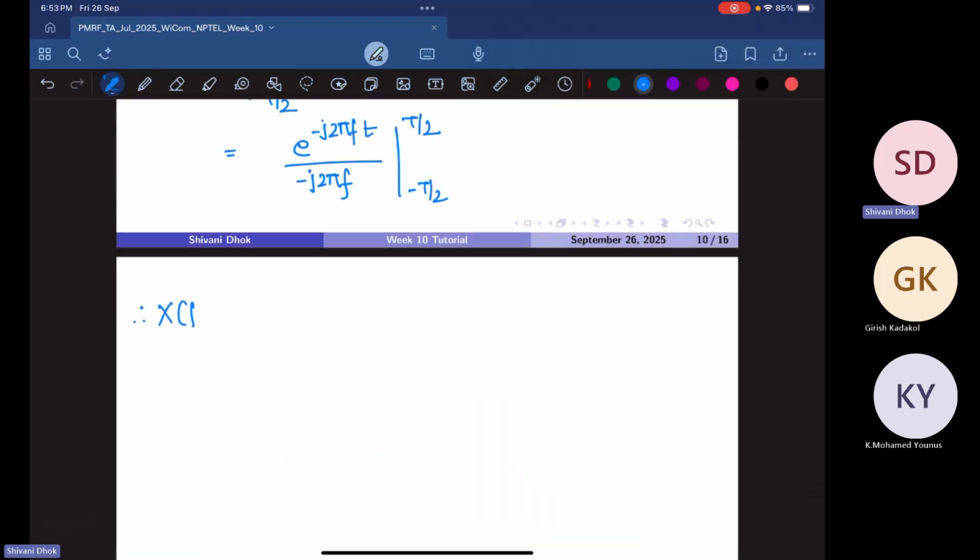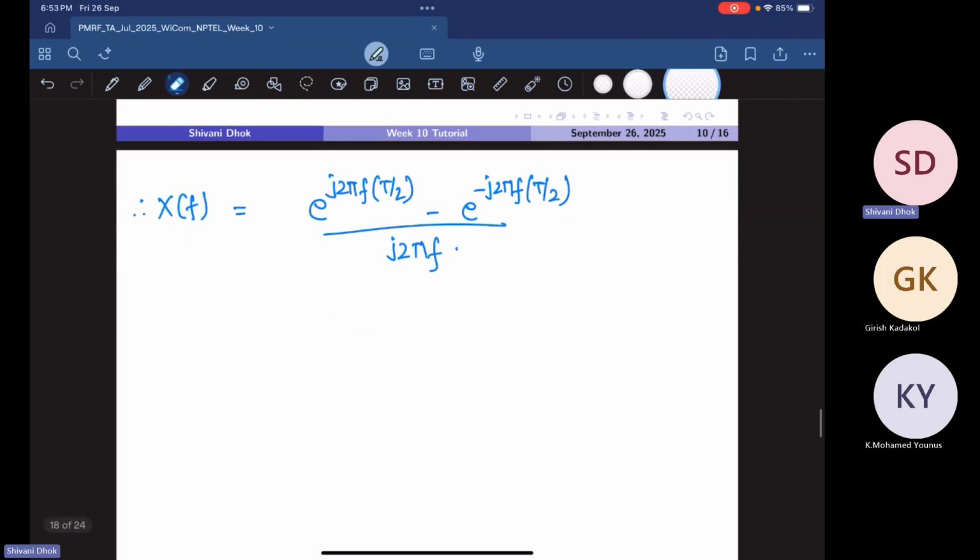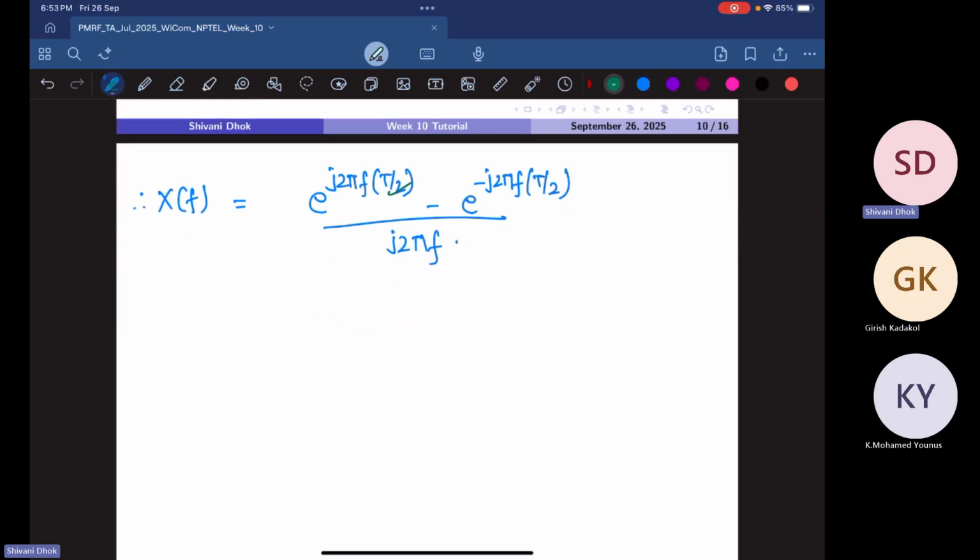So therefore this X of f is equal to e power j 2 pi f t by 2 minus e power minus j 2 pi f t by 2, divided by j 2 pi f. So this gets cancelled, and what we are left with is e power j 2 pi f t minus e power minus j 2 pi f t, divided by 2j.